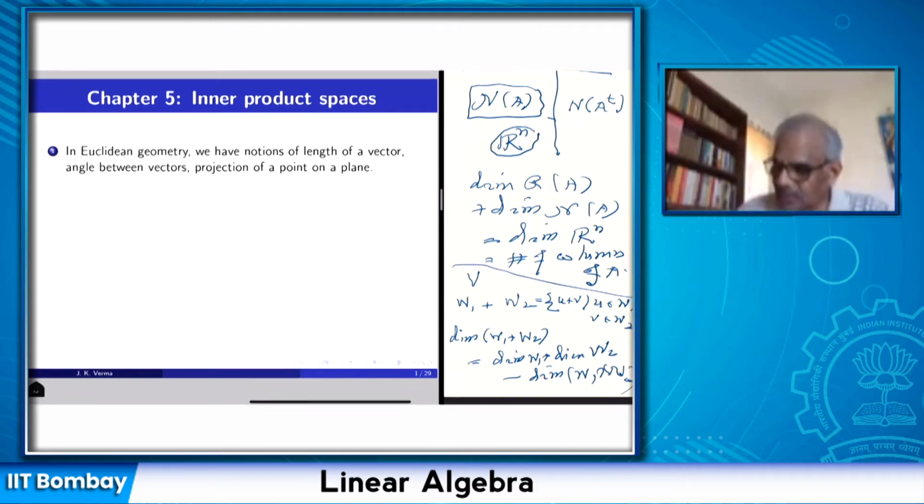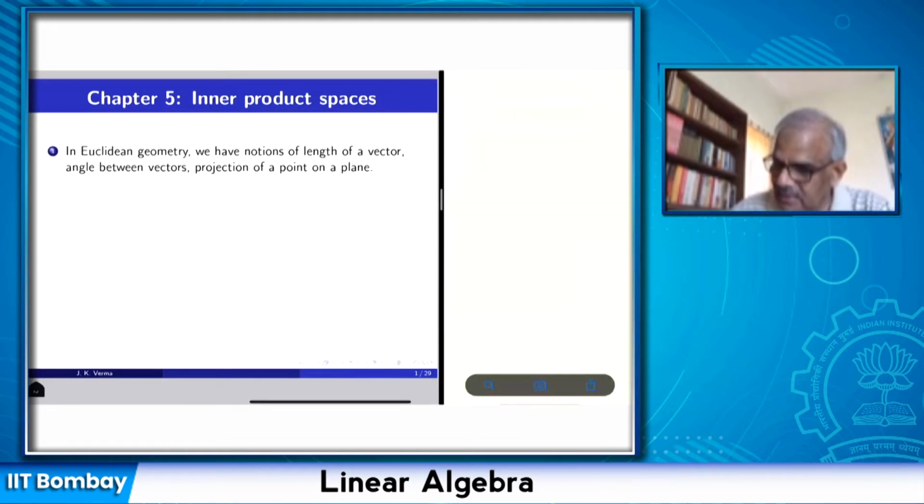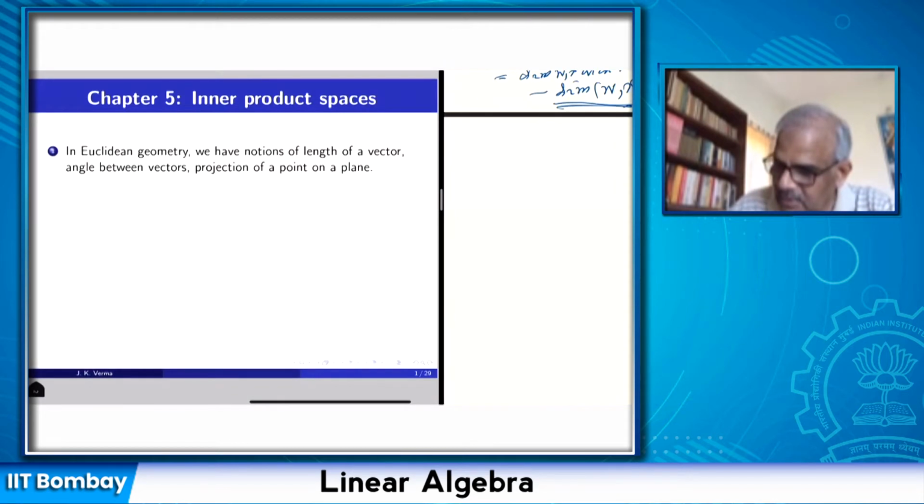So if you apply this formula on the null space and row space, it says the dimension of the sum of the null space and row space is the dimension of the row space plus the dimension of the null space. But that is already equal to the dimension of the whole space, and therefore this intersection has to be 0. The row space of the matrix and the null space of the matrix intersect only in the 0 vector.